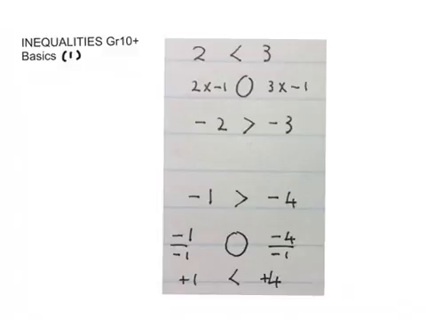So this gives us the only rule that makes an inequality different from an equation. If you times by a negative on both sides, the sign swaps around. If you divide by a negative on both sides, the sign swaps around.